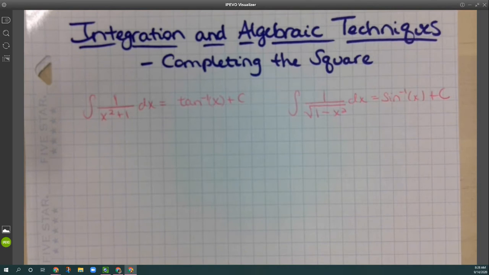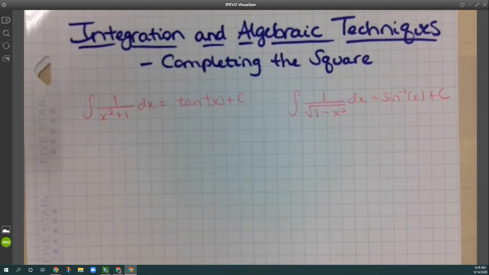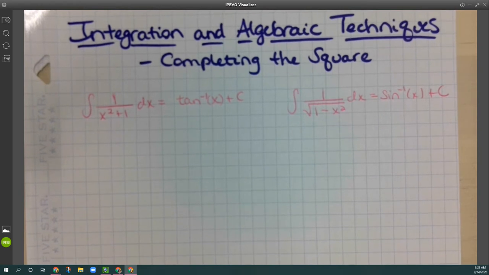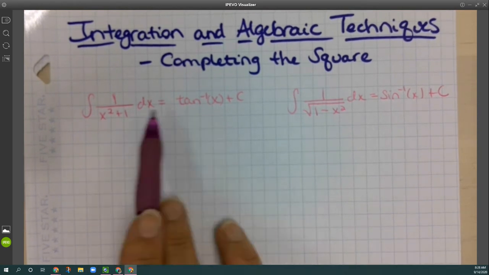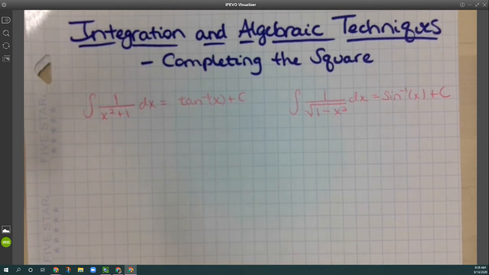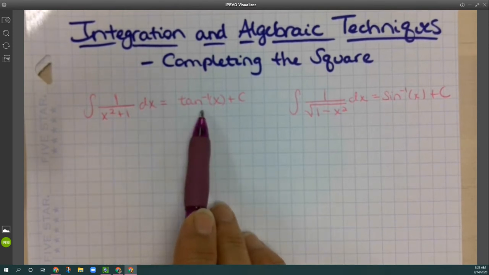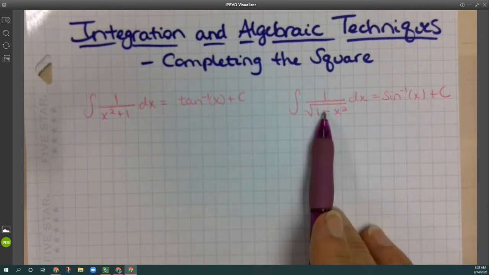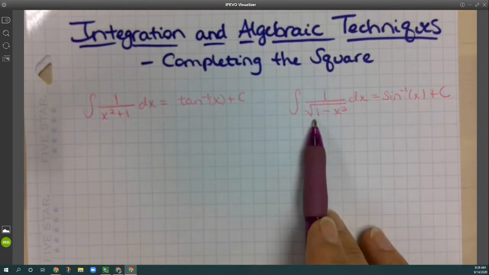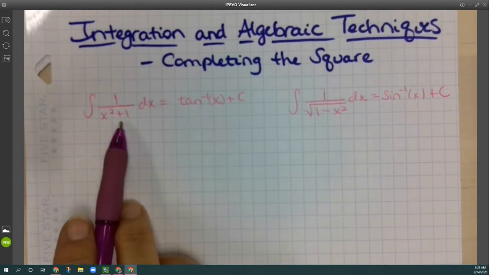These two rules we should be familiar with from the derivative rules that we learned previously, and we're just flipping those derivative rules and turning them into antiderivative rules or integral rules. The integral of 1 over x squared plus 1 is inverse tangent of x plus c, and the integral of 1 over square root of 1 minus x squared is inverse sine of x plus c. But what if these numbers were not 1?